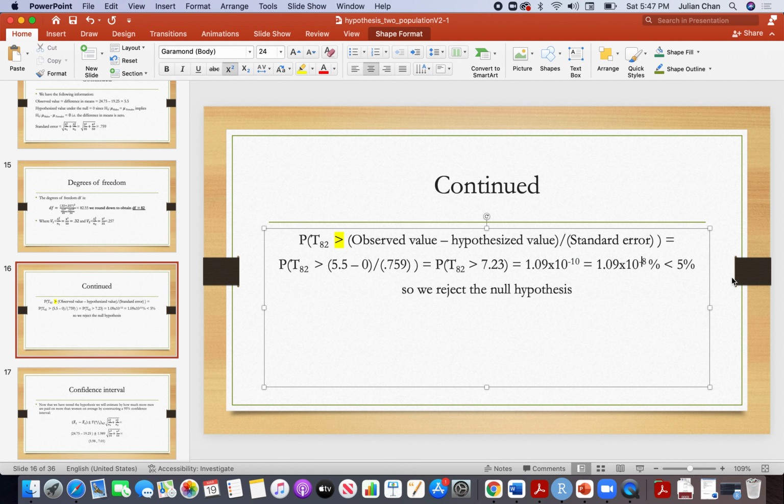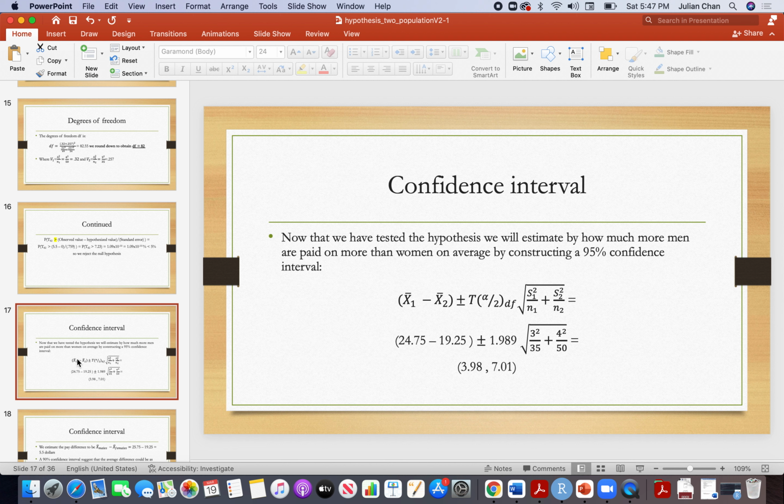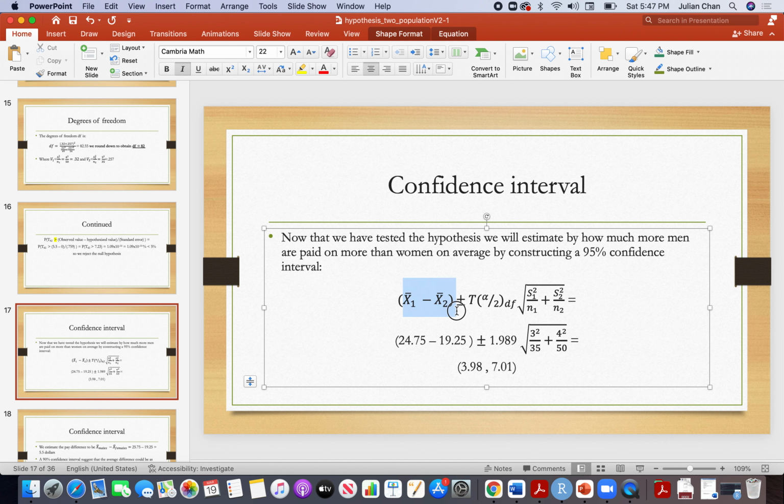Now, we can also ask for a confidence interval on this information. So now that we've done that, we can test the hypothesis by how much more men are paid than women, and we'd use this formula: take the difference in wage plus or minus this t value times this standard error. Now we have a t distribution with 82 degrees of freedom, and we want 95% confidence.